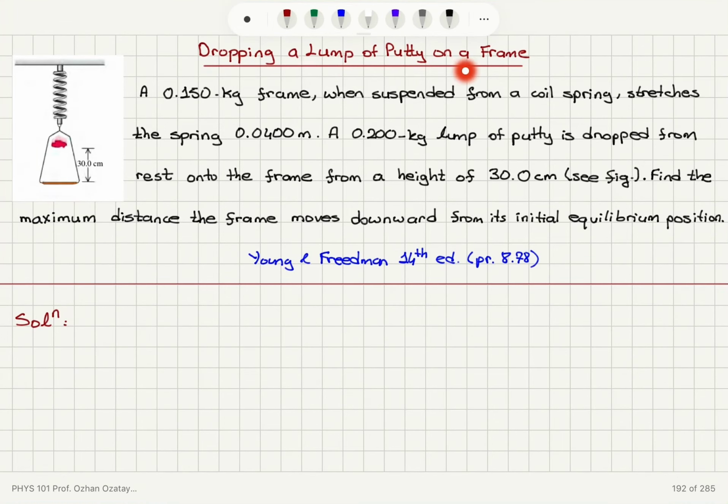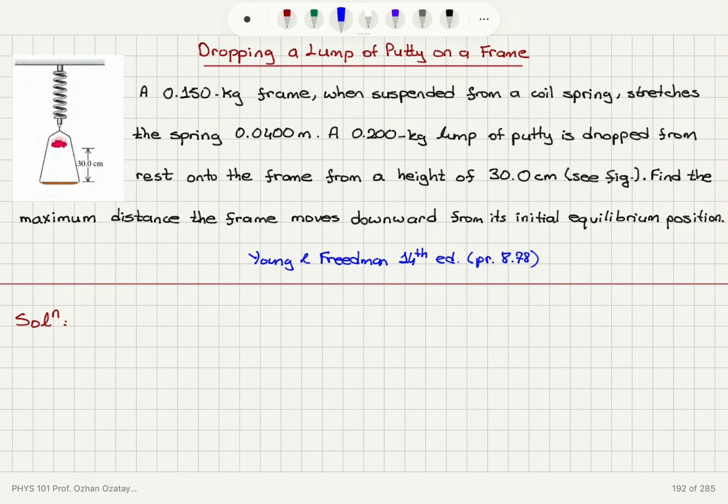Dropping a lump of putty on a frame. A 0.15 kilogram frame, when suspended from a coil spring, stretches the spring 0.04 meters. Okay, so this spring is stretched 0.04 meters. A 0.2 kilogram lump of putty is dropped from rest onto the frame from a height of 30 centimeters. Find the maximum distance the frame moves downward from its initial equilibrium position.